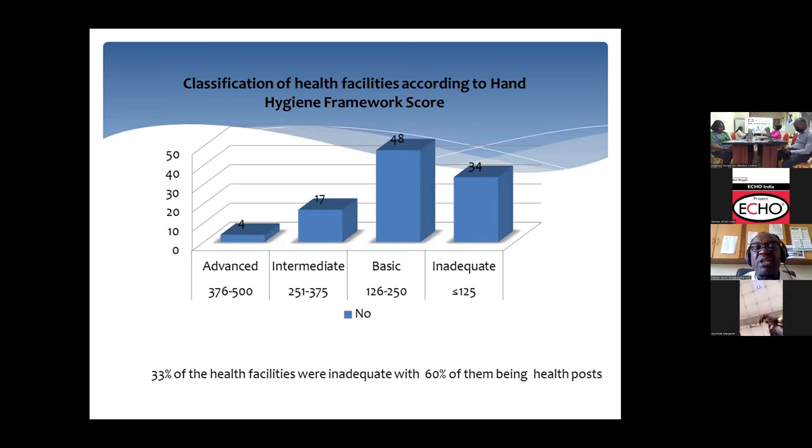And then majority of the health facilities were under the basic level, meaning that they were under 126 marks to 250 over 500. Now, if you look at where the most facilities fall, this is already an indication that WASH coverage in Cameroon is poor.